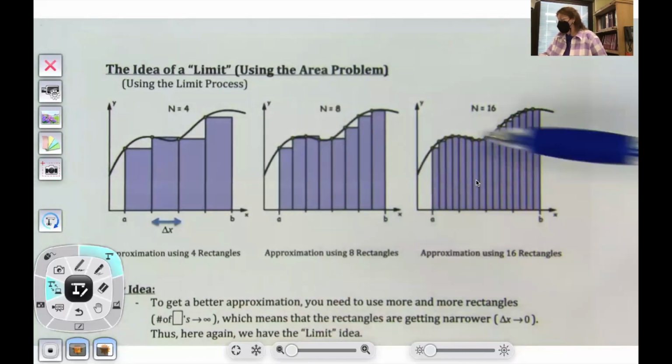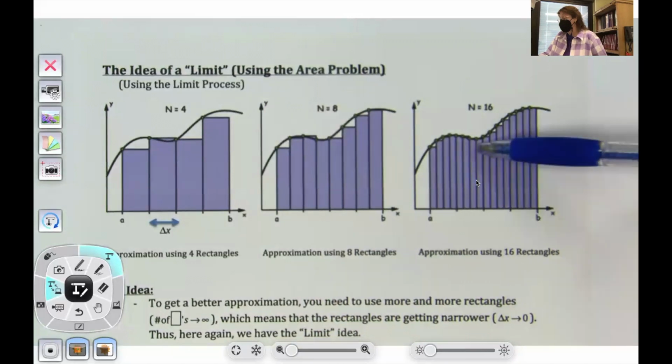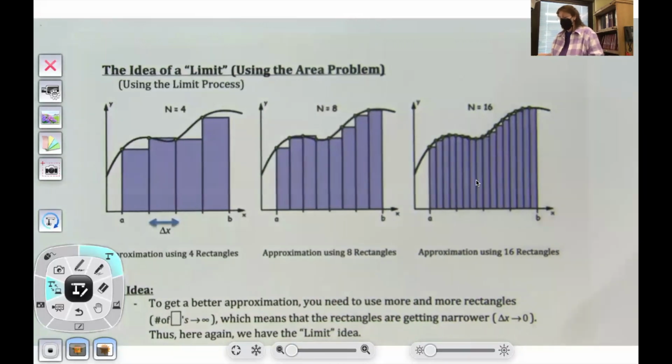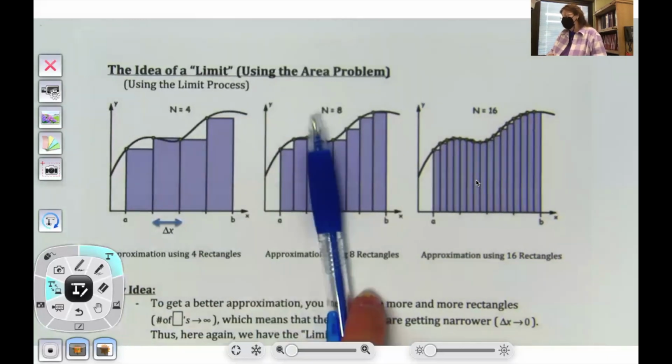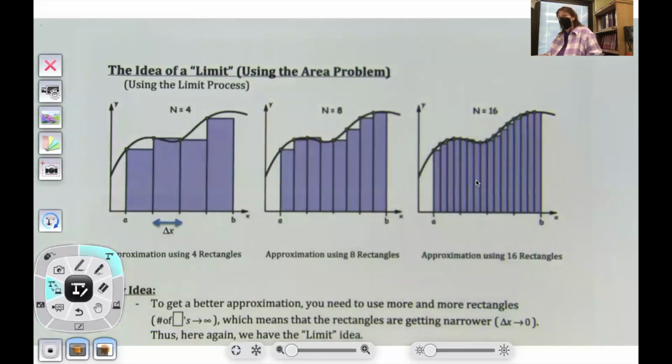Now if I up the number of rectangles to 16, I get a yet even better approximation of that area under the curve. So what's happening? What am I doing with my number of rectangles? I'm letting the number of rectangles approach infinity. If I let the number of rectangles approach infinity, I'm going to get a better and better and better approximation.